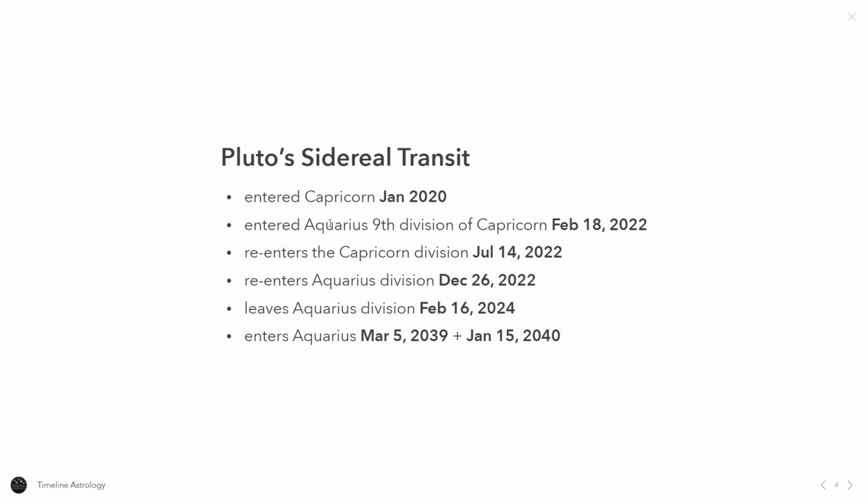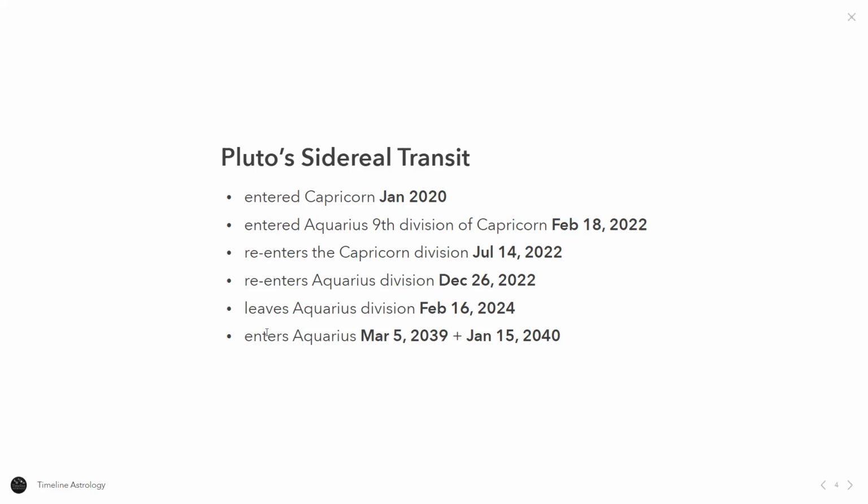So it has just entered Aquarius, the 9th division of Capricorn, from February 18th this year, 2022. It will backtrack into the Capricorn division, which is again that first 3 degrees, 20 minutes of Capricorn itself, on July 14th, 2022, before it re-enters the Aquarius division on December 26th, 2022. And then it finally leaves the Aquarius division by February 16, 2024.